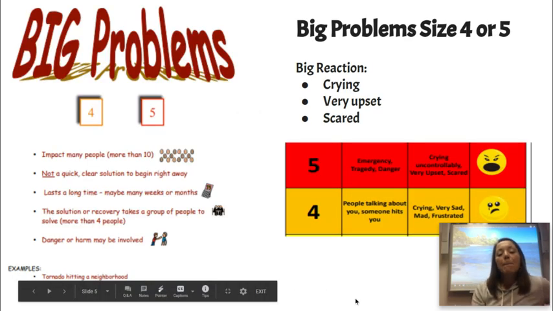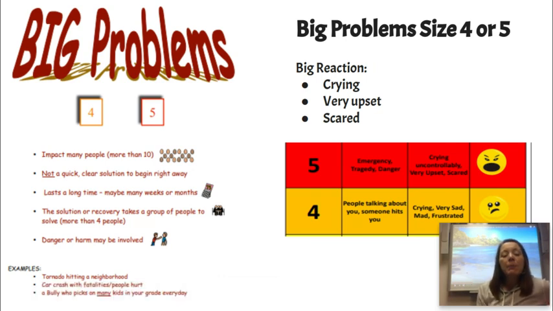And then we get to a big problem, like a size 4 or 5 problem. This impacts many, many people. There's not a quick and easy solution. It might last a long time. It might take a group of people to figure this out, and danger or harm might be involved in a size 4 or 5 problem.